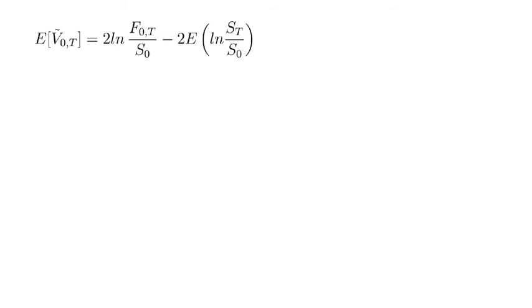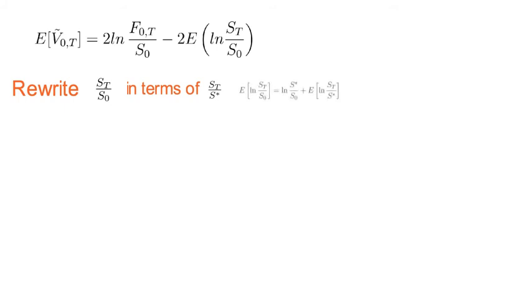We now want to substitute the last term on the right hand side with the put-call price equation for the expectation of the log S capital T over S star. Now, what we do is we use a simple accounting trick. We rewrite S capital T over S0 in terms of S capital T over S star. So here's how we do that. The expectation of the log S capital T over S0 can be rewritten as the log of S star over S0 plus the expectation of the log S capital T over S star. You see that the S star as a constant would just cancel out.